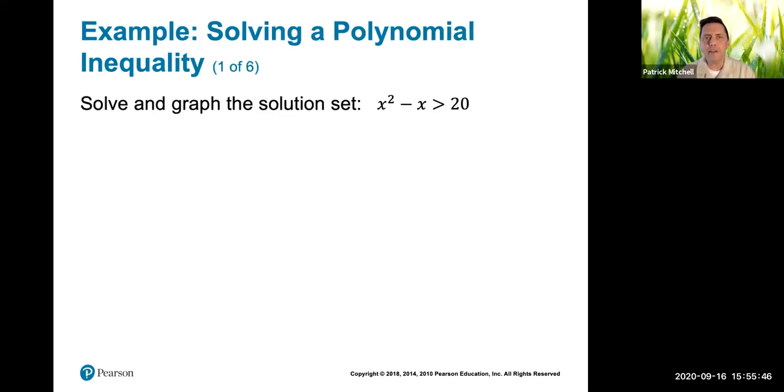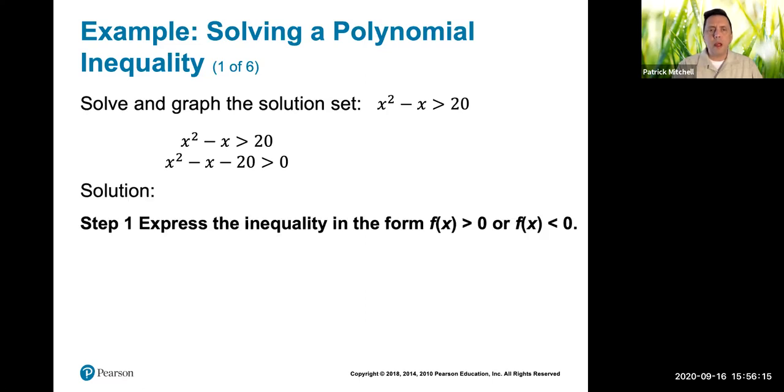All right, so here's an example. We're going to solve and graph the solution set of the inequality x squared minus x is greater than 20. The first step is to write that inequality in, I guess we could call it standard form, with 0 on one side. So we're going to subtract 20 on both sides, and that's going to give us x squared minus x minus 20 is greater than 0. So we've already done that part.